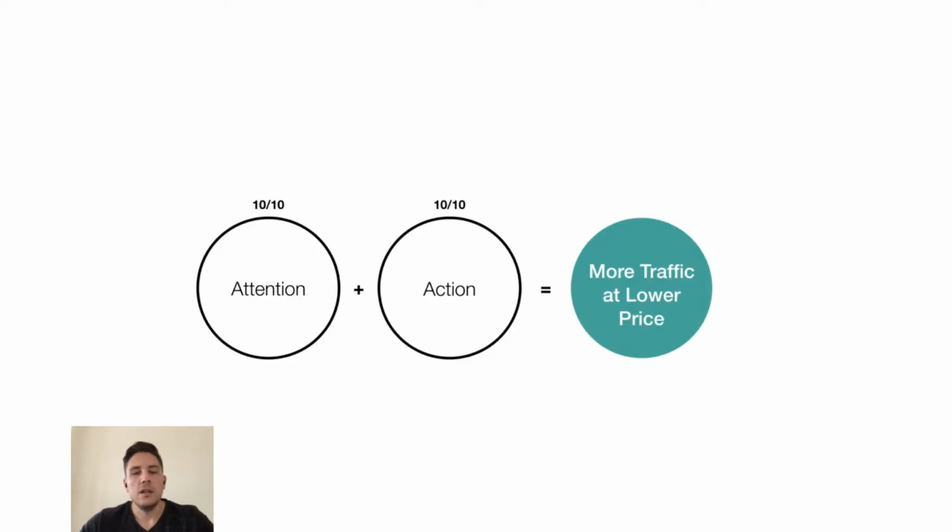Okay, so attention plus action will lead to more traffic to your website at a lower price. So you need to get a 10 out of 10 for each if you want to ensure that your CPC, your cost per click, is at the lowest cost. All right, so you need to make sure that you're giving it your all and making the ad stand out of the feed, and giving it your all in order to make sure that you're actually driving action. Okay, so remember that.